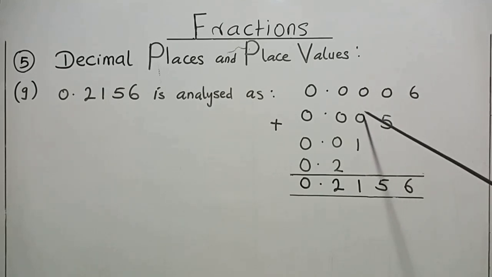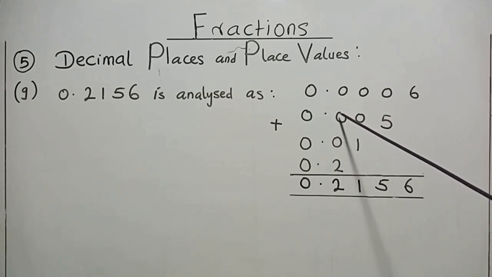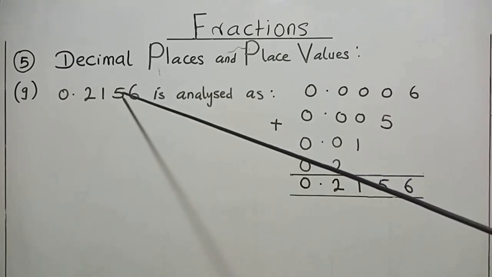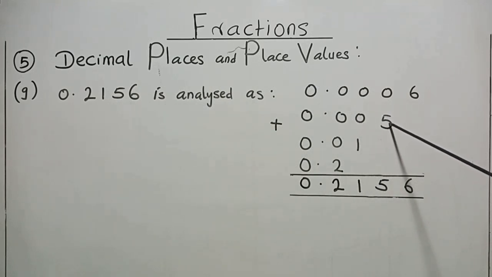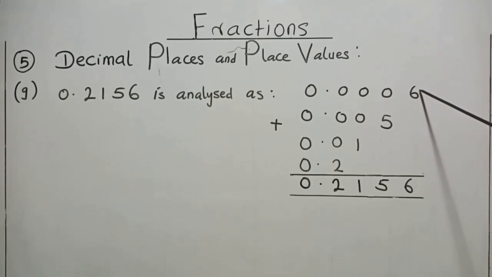What about this one? 0.005. After the dot, we have 1, 2, 3 digits. This will help us to know from which part of 10 5 was picked. Which part of 10 has 3 zeros corresponding to 3 digits? It is 1,000. Therefore, 5 was picked out of 1,000, and this 6 was picked out of 10,000. I hope you are following what I'm saying here.